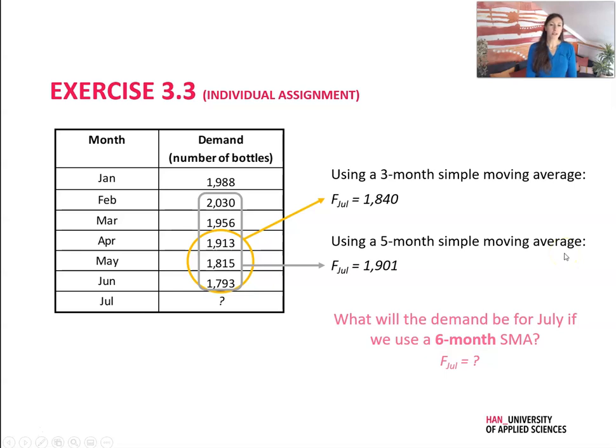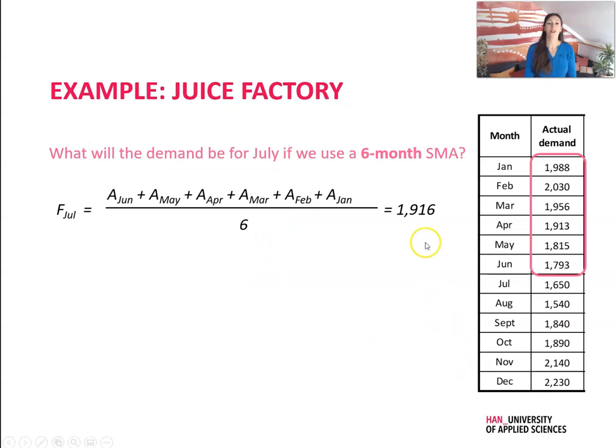Now let's give one more example. Here I want to ask you, we did a 3-month simple moving average and we did a 5-month simple moving average. And here we have the two numbers we calculated. What do you predict would be the forecast if we use a 6-month simple moving average? Do you think it would be a larger, higher number than the July forecast of the 3- and 5-month simple moving averages, or would it be smaller? Well, if you said larger, you would be right.